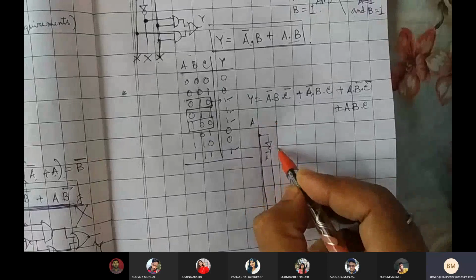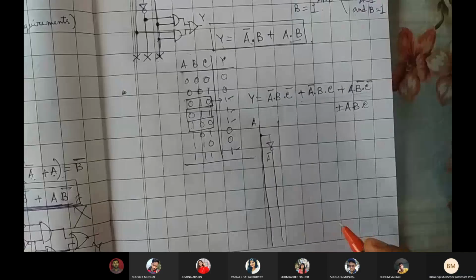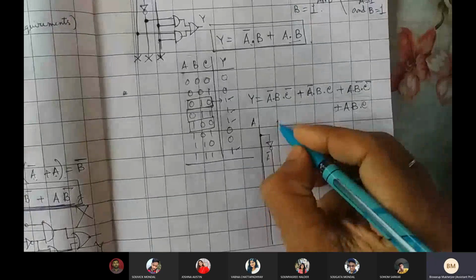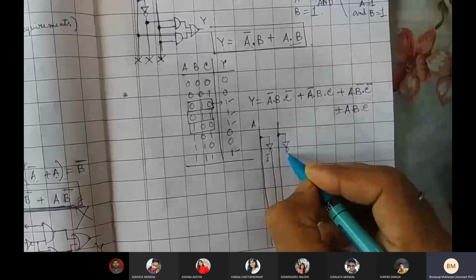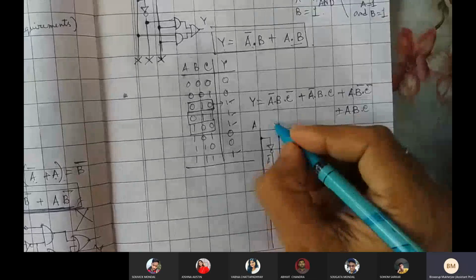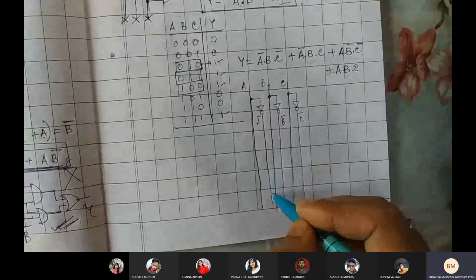Similarly, there would be one B. Okay, so place one inverter. That would be B bar. Similarly, another one, C bar. So already we are having these three lines, because all of A bar, B bar, C bar are actually required. So that is why we have dragged those lines.